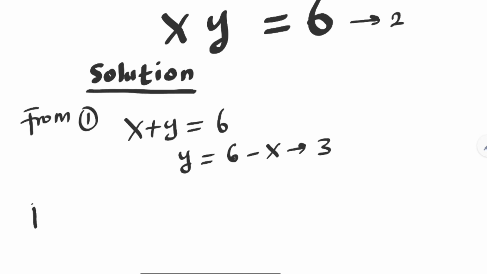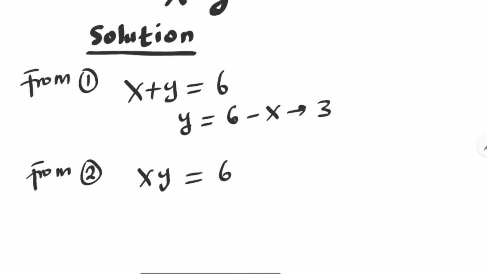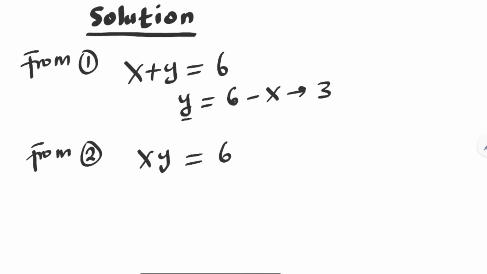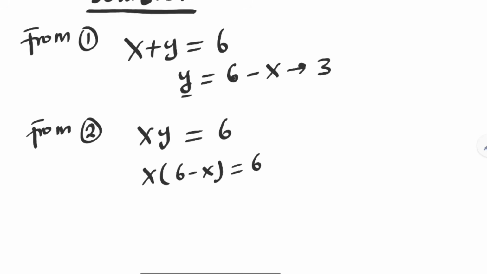Also from equation 2, xy is equal to 6. Then we can now substitute for y, which is 6 minus x. That is x bracket 6 minus x is equal to 6. Let us open the bracket. x multiplied by 6, 6x, minus x multiplied by x, x squared, is equal to 6.